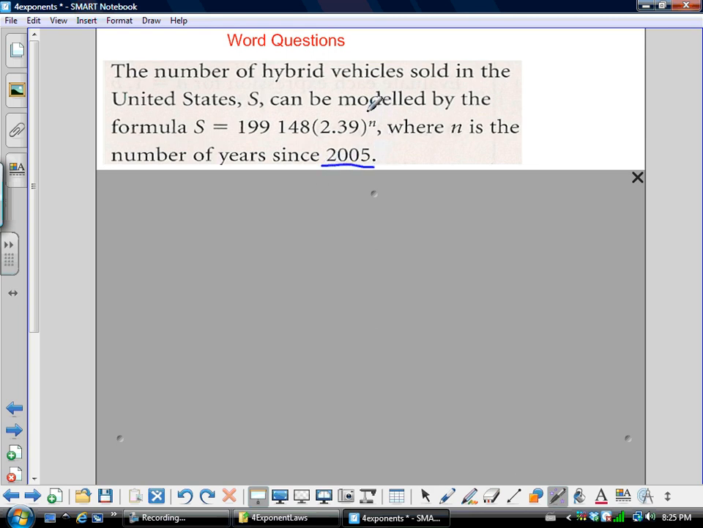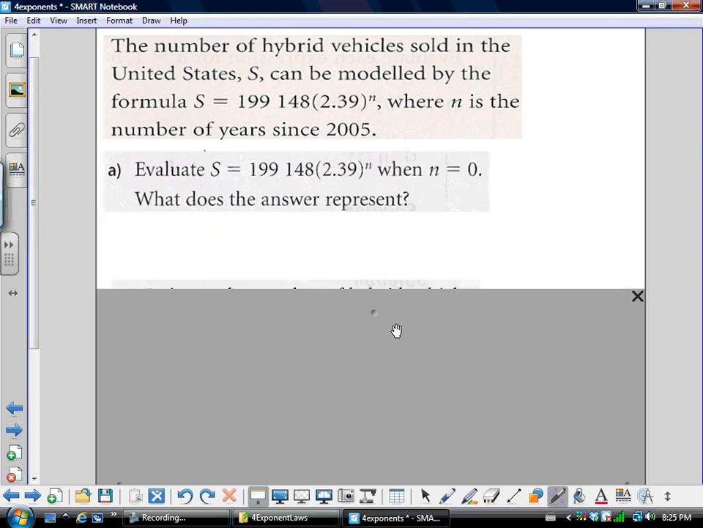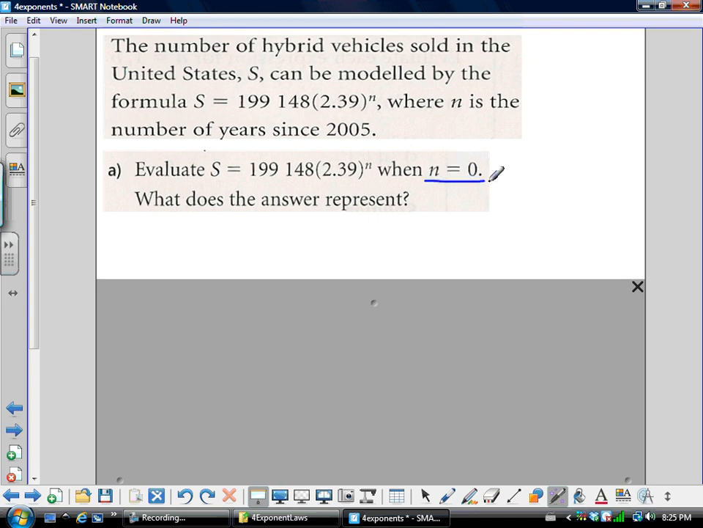The reason we're studying this equation is because it has an exponent in it. So let's take a look at what they expect us to be able to do. First of all, it says evaluate S equals the formula when n equals 0. So we're going to take this n equals 0 and put that 0 into our equation.